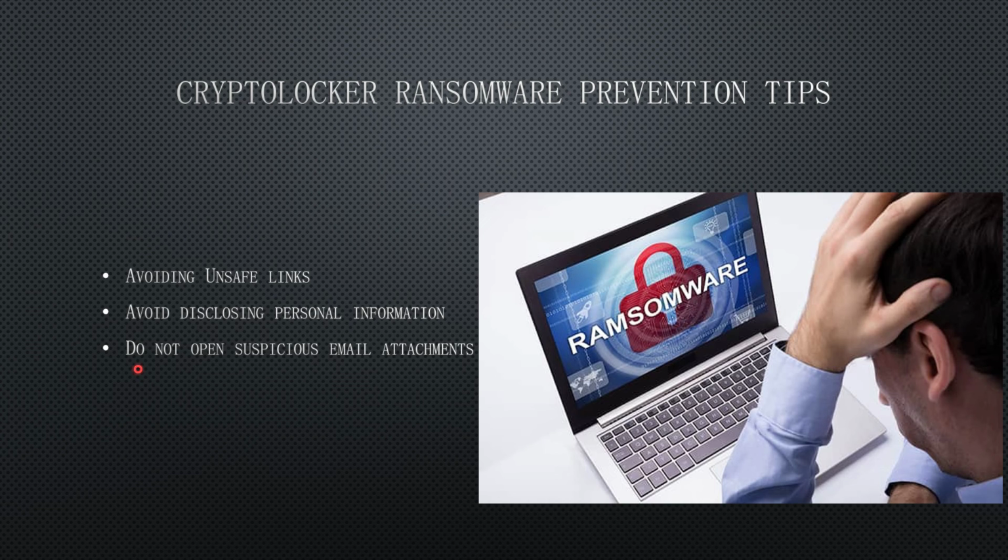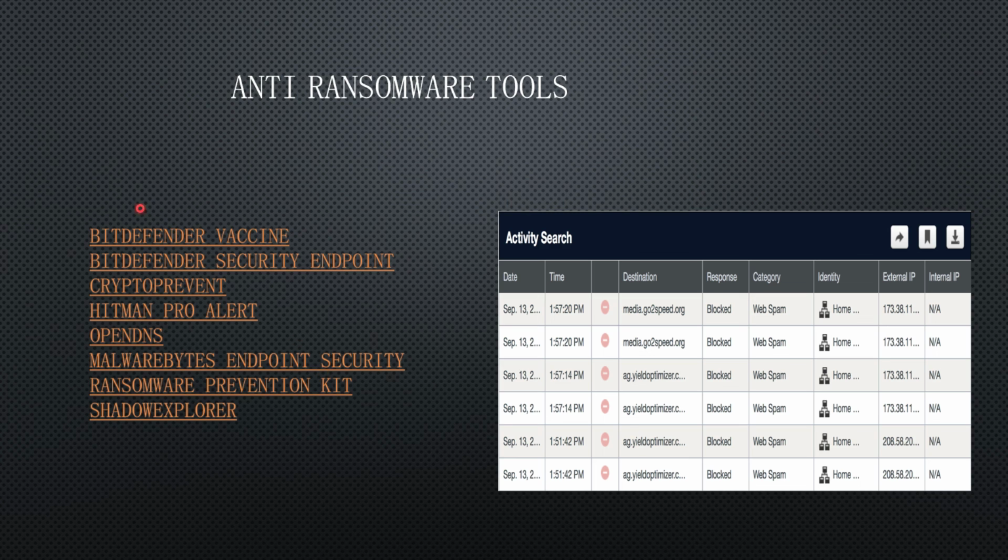Finally, we shouldn't open suspicious email attachments because they might have ransomware in them. Opening them might trigger ransomware, which will automatically encrypt all the files in the device. Here are some anti-ransomware tools which will help prevent ransomware attacks automatically.